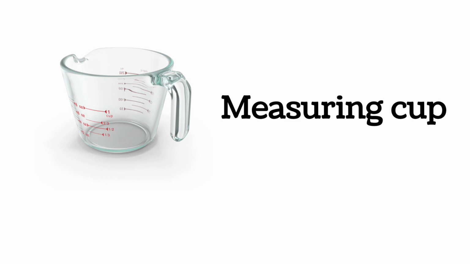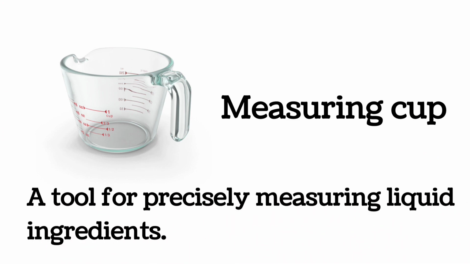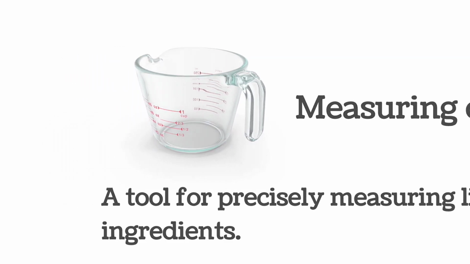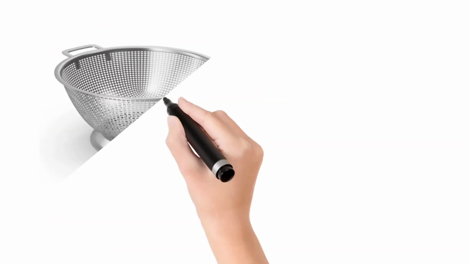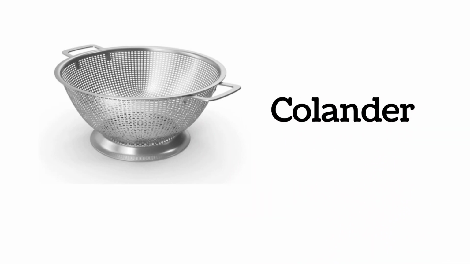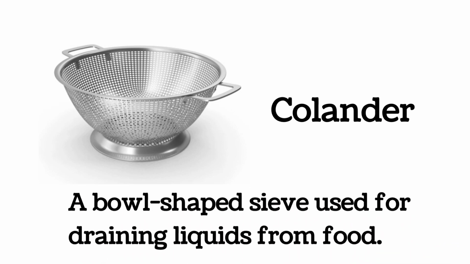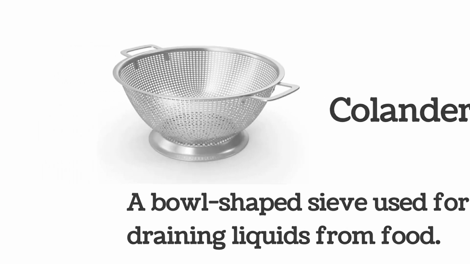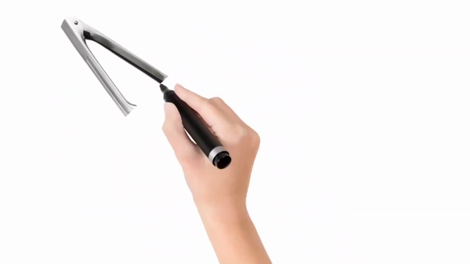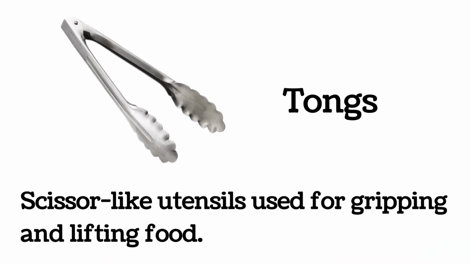Measuring cup. A tool for precisely measuring liquid ingredients. Colander. A bowl-shaped sieve used for draining liquids from food. Tongs. Scissor-like utensils used for gripping and lifting food.